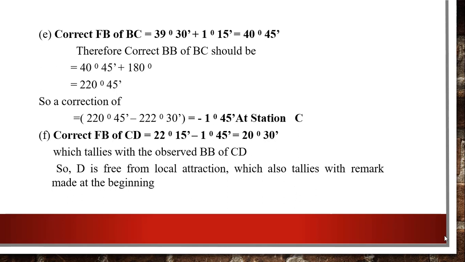Now after applying the correction at station C, the forebearing of CD is obtained as 20 degree 30 minutes. The observed bearing is 22 degree 15 minutes. After applying the correction of minus 1 degree 45 minutes, you get the corrected forebearing of CD as 20 degree 30 minutes, which tallies with the observed bearing of CD, because D is free from local attraction, which also tallies with the remark made at the beginning.